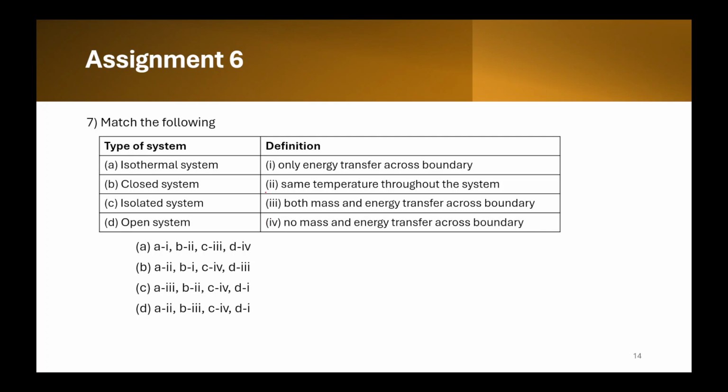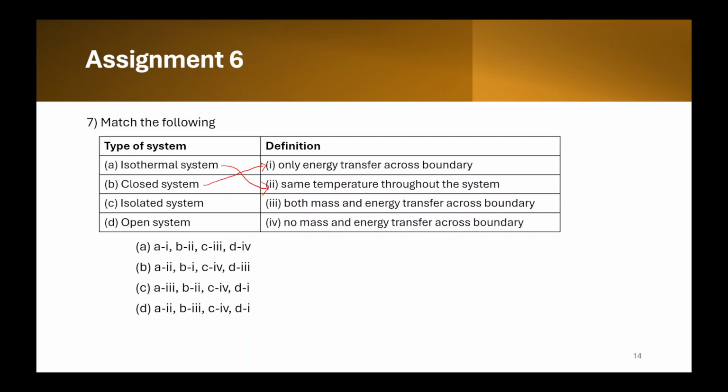The correct answer for isothermal system is the same temperature throughout the system, second option again. Then for closed system, we have discussed this. Anybody? So the correct answer here is the first option in this right column: only energy transfer across boundary.